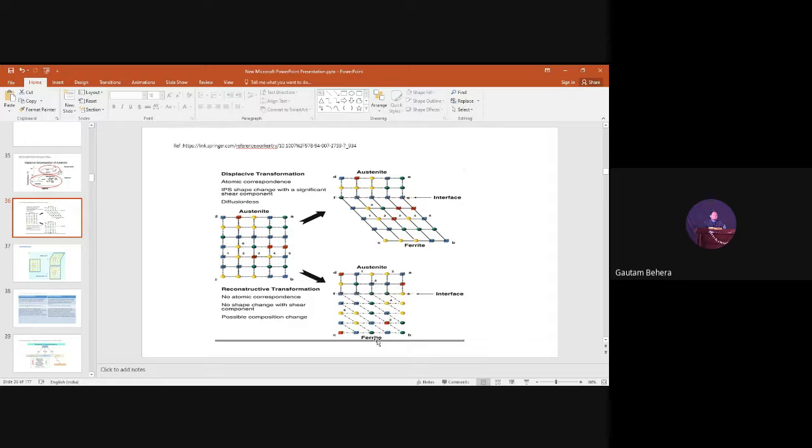So there is a rearrangement, but in this case, this is also ferrite, but there is a shear, a deformation. Plastic deformation is happening. There is a shape change here, but there is no diffusion. Here diffusion is happening, and here there will be no diffusion. Are you getting my point?